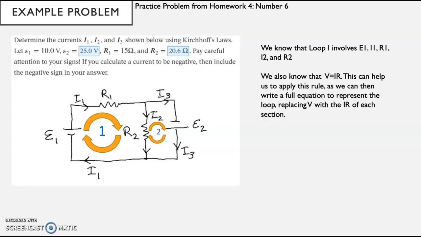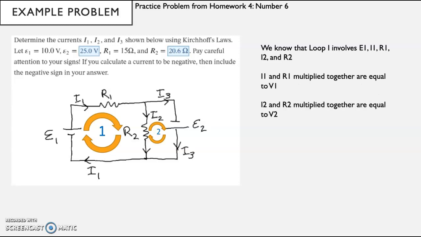We know that voltage is equal to I times R. This can help us to apply this rule, as we can then write a full equation to represent the loop, replacing voltage with IR, or with the IR of each section. Current 1 and resistance 1 multiplied together are equal to voltage 1, and current 2 and resistance 2 multiplied together are equal to voltage 2. And this gives us the final equation of E1 minus I1 times R1 plus I2 times R2 is equal to 0.